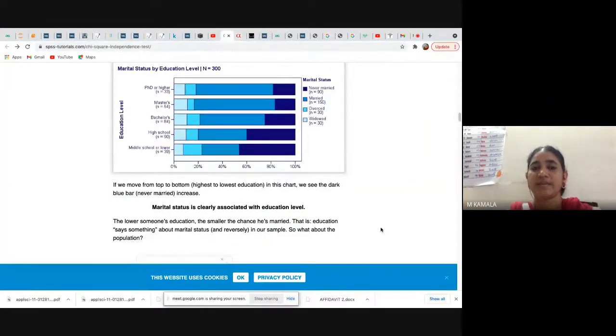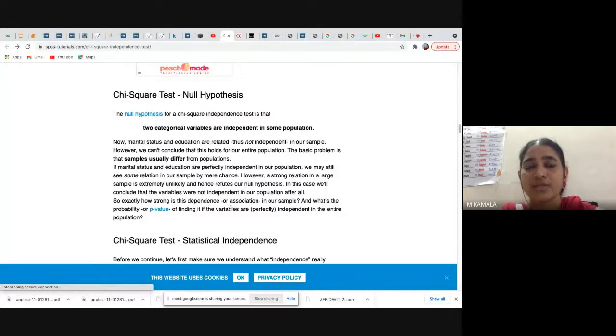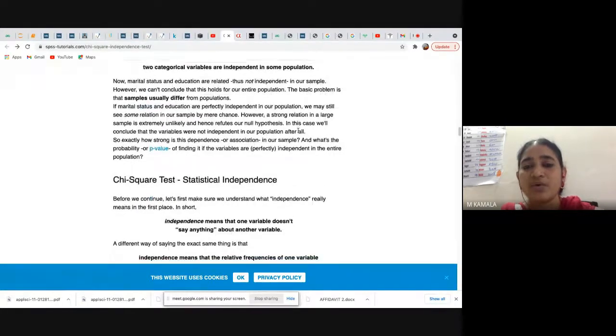Now with this, my hypothesis statement is that marital status is associated with the education level. One is dependent on the other. Now the null hypothesis here, because it is a Chi-Square independence test, people do say that categorical variables are independent in population. That is the null hypothesis statement, or what we started with.